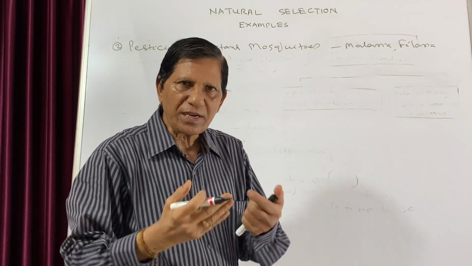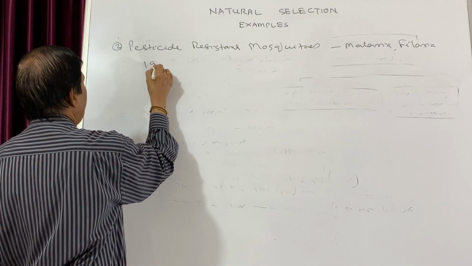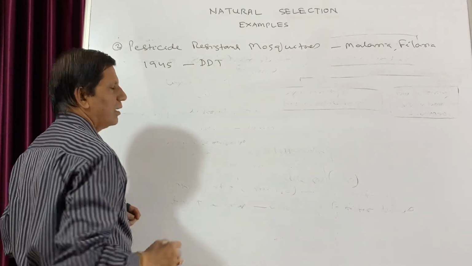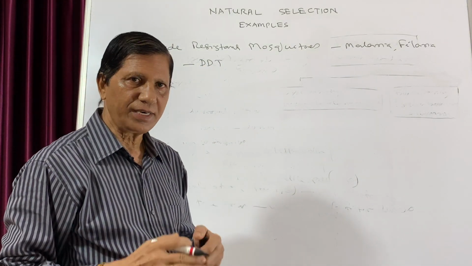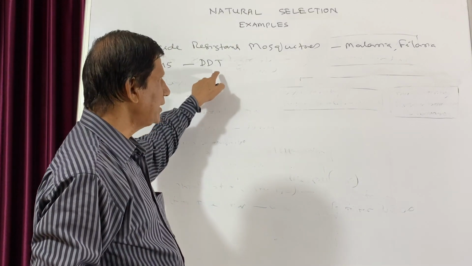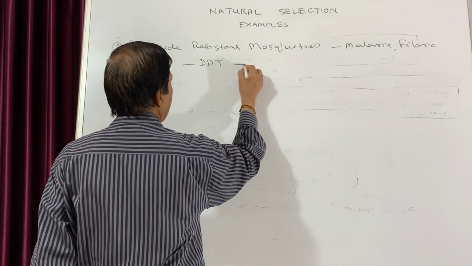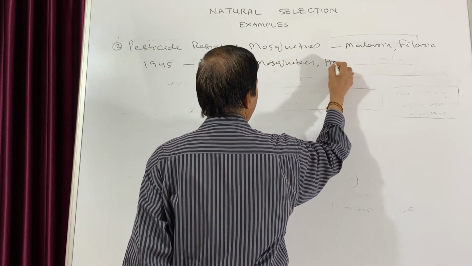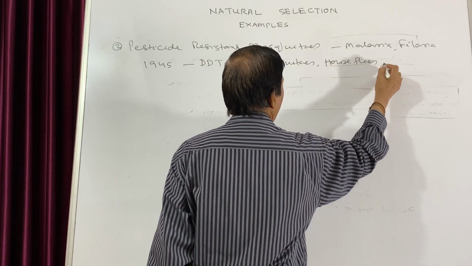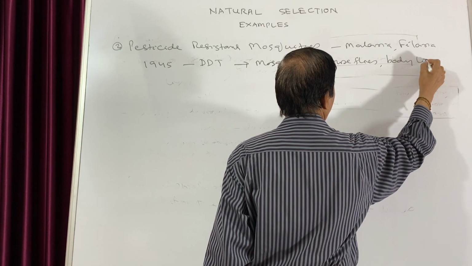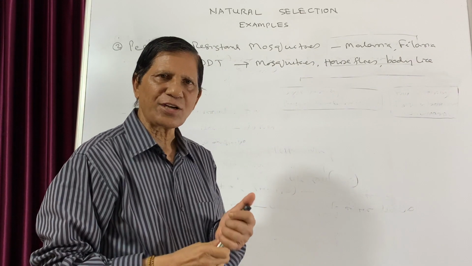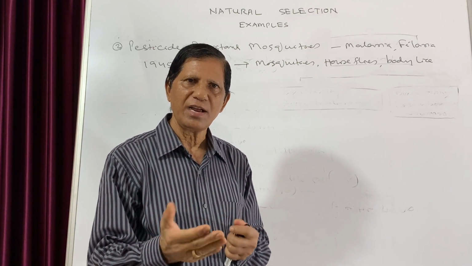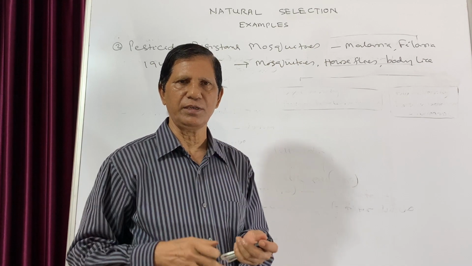In post 1945, when the pesticide DDT was discovered, it was thought that the use of DDT would kill the mosquitoes, the houseflies, and the body lice. And immediately the DDT killed them. But everything changed after 2 to 3 years of the introduction of the DDT.